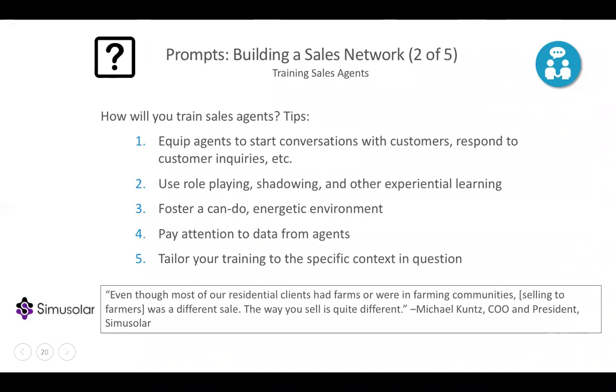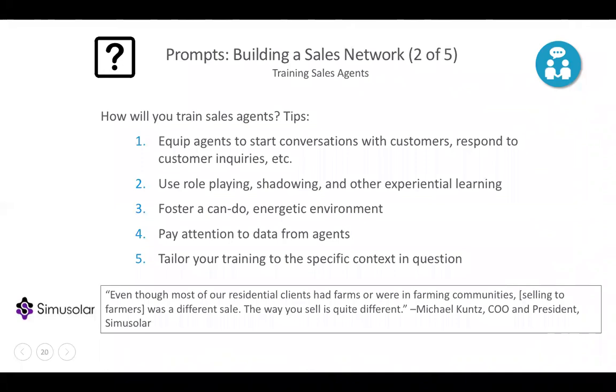So here are some tips on training your sales agents. Equip agents to start conversations with customers, respond to customer inquiries, etc. Next, use role-playing, shadowing, and other experiential learning. For example, you can have new agents follow successful sales agents for a day or two to get the hang of how a successful agent operates.